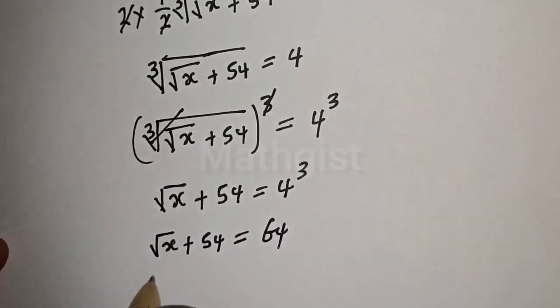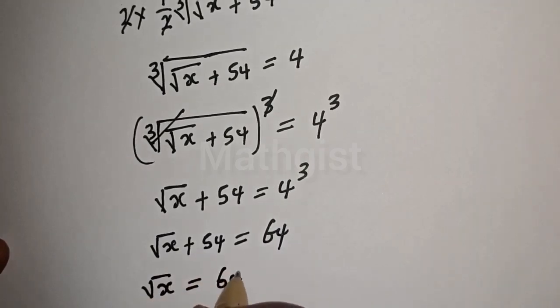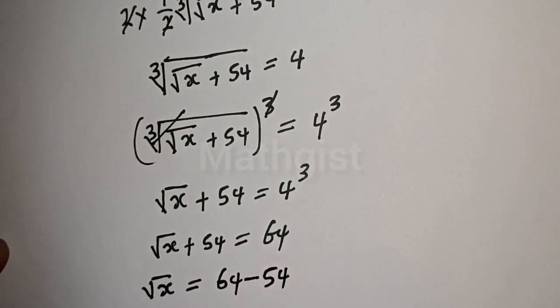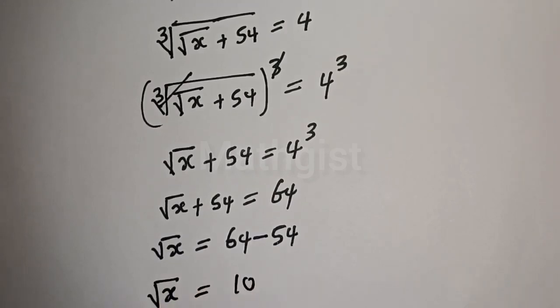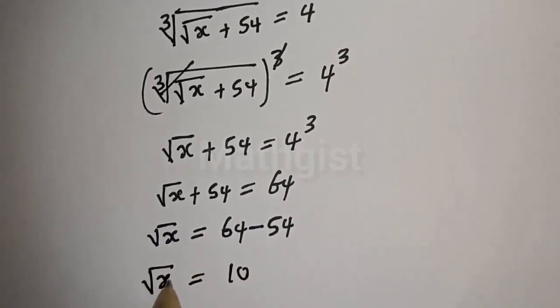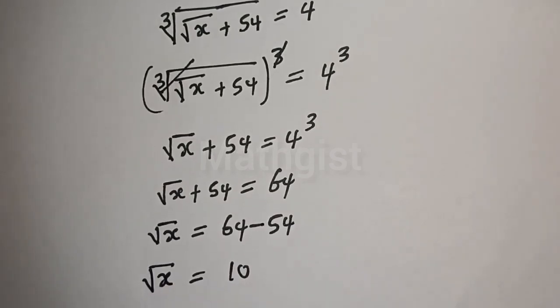Now let's see, root of s is equal to 64. If you bring this to this side, minus 54. Now root of s is equal to 10. Now let's take the square of both sides.